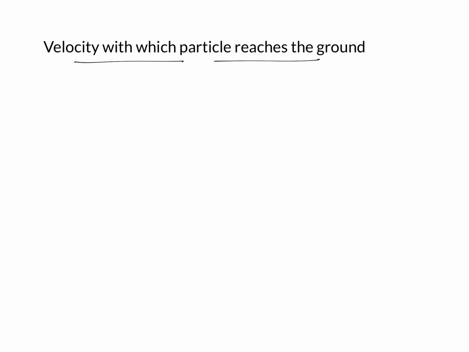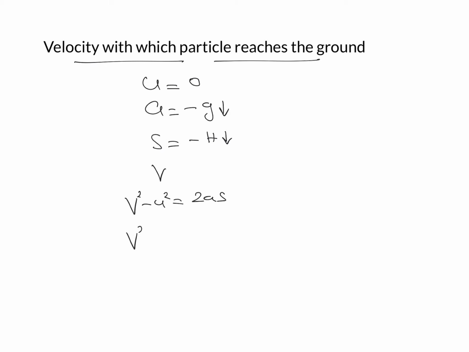Now we'll discuss how to find out the value of velocity with which the particle reaches the ground. So we can write again the initial velocity is equal to 0, acceleration is minus g as it is in vertically downward direction, displacement is minus h as it is in downward direction. Our aim is to find out the velocity with which it is going to hit the ground. So we can use the equation, v square minus u square is equal to 2as. Final velocity is what we aim to find. Initial velocity 0, so v square is equal to 2 into minus g into minus h.